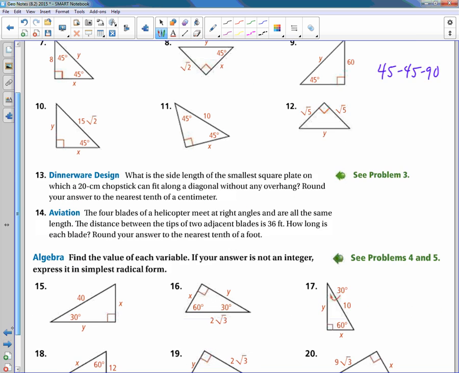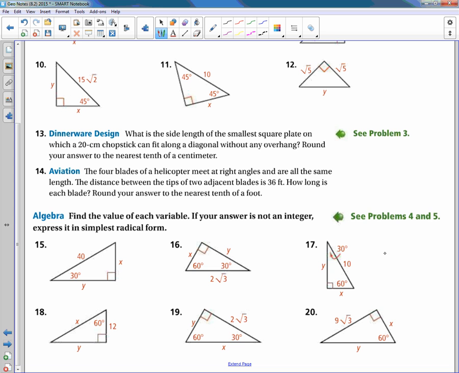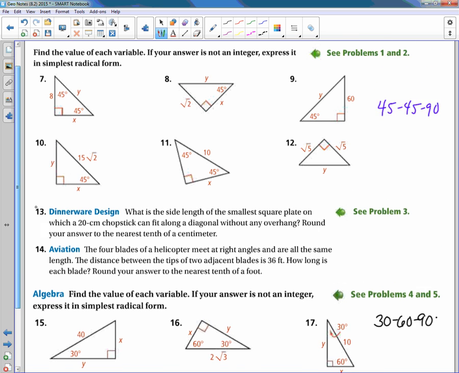As you get to the homework problems, you'll notice that 15 through 20 are your 30, 60, 90 practice problems. So go ahead and take a minute to do those practice problems, and then come to class with your questions.